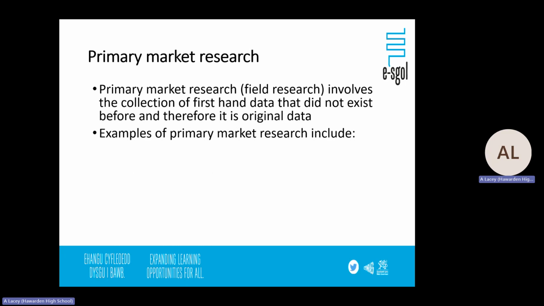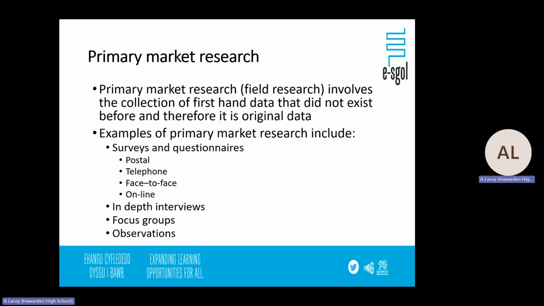Different ways of doing market research. One of the ways is primary market research. This is also named field research, and it means you collect data firsthand that doesn't exist already. Examples of primary market research are things like surveys and questionnaires, postal, home, telephone conversations, face-to-face, online surveys or chats, in-depth interviews, focus groups and observations, observing how customers go round shops and what they buy and how they buy things.